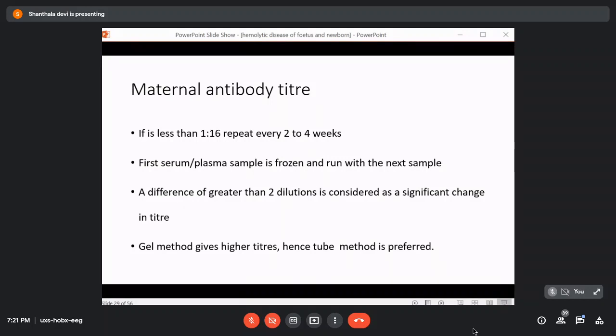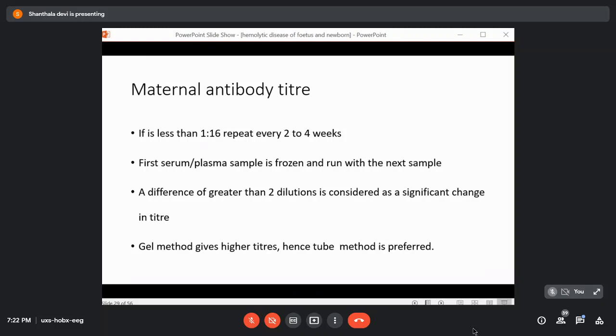If the titer is less than 1 in 16, we need to repeat this antibody titer every 2 to 4 weeks. But in addition, we need to freeze this sample. The first serum or plasma sample has to be frozen, and with every next sample we need to run it alongside. When the difference between the frozen sample and the fresh sample is greater than 2 dilutions, it is considered as a significant change in titer.